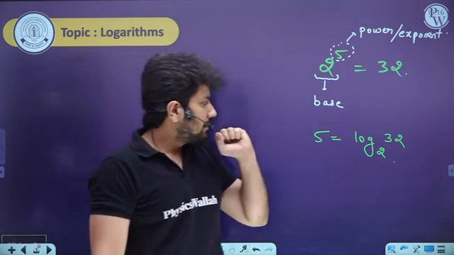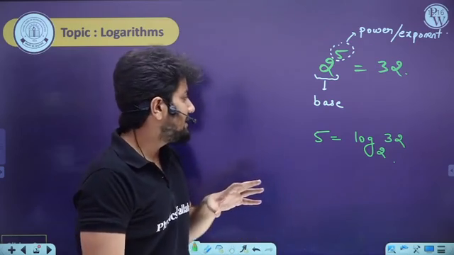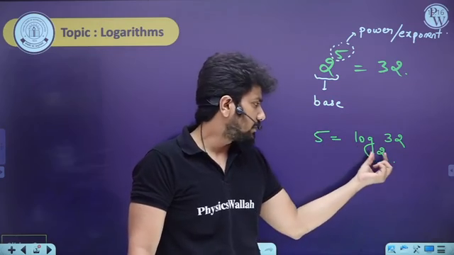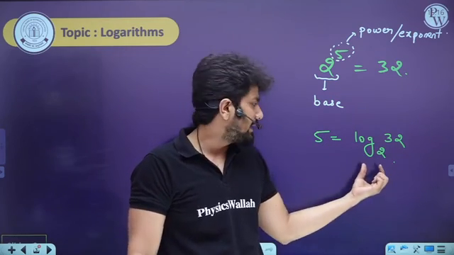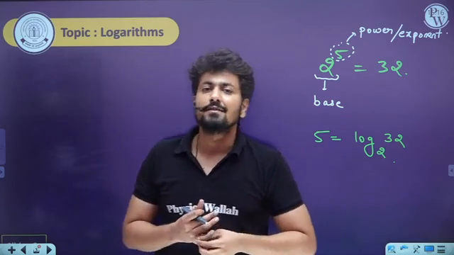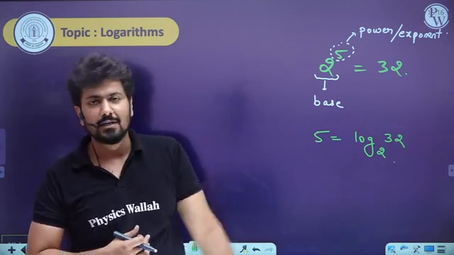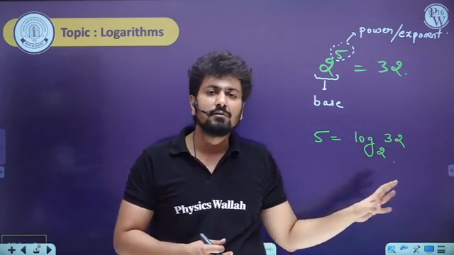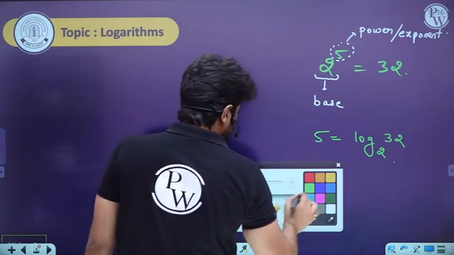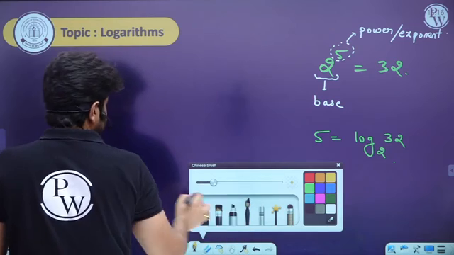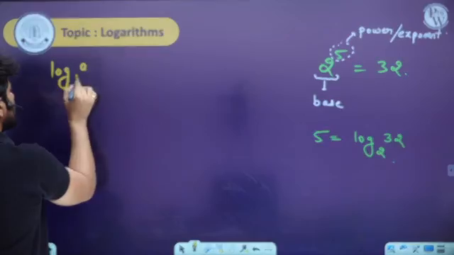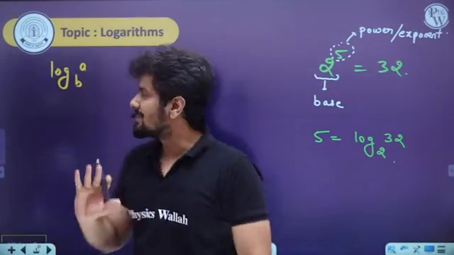What does it mean? It means: what is the power the base 2 has to be raised to get 32? So logarithm gives us power. It gives us the exponent. Log of some number to some base will give us the power. So this is just a little bit of an idea. Now the basic definition of logarithm goes like this. So log of a to the base b. This is how we represent it, and this is how we call it.